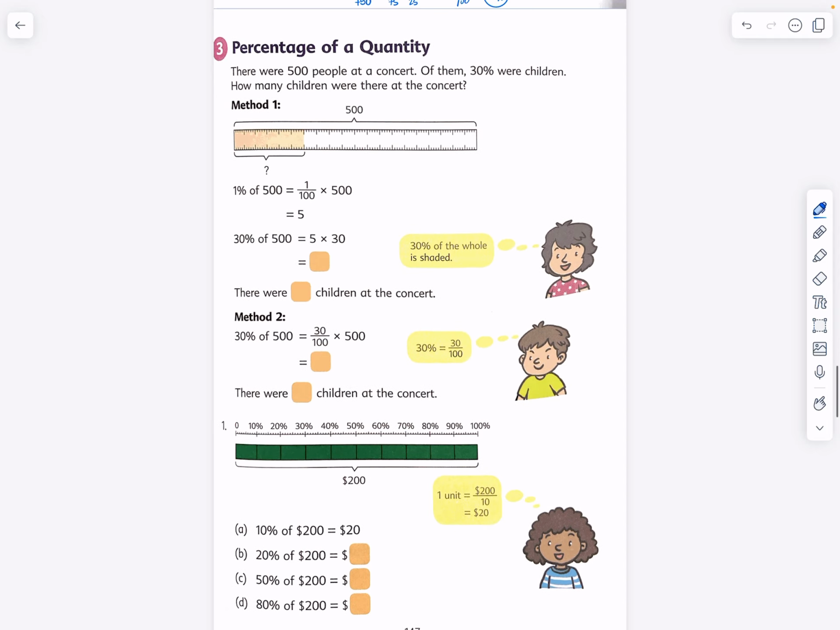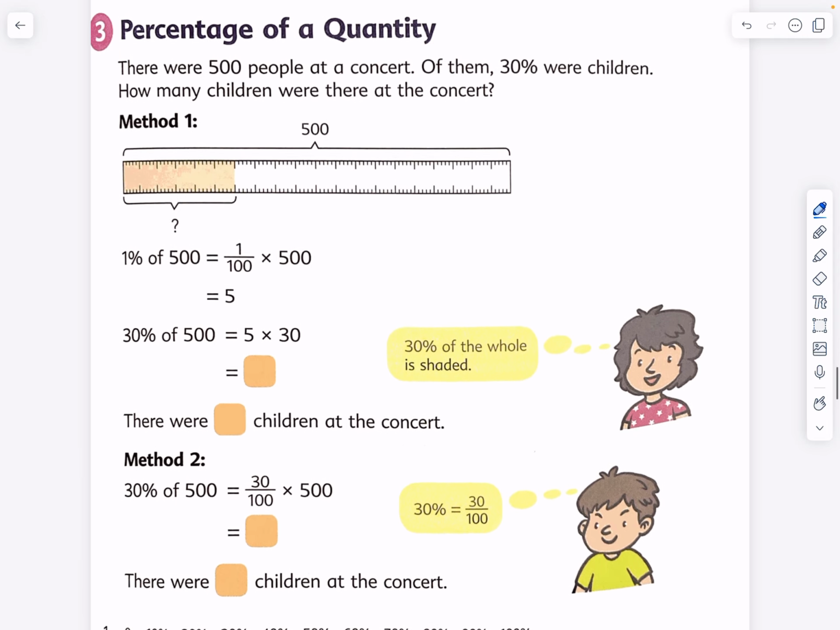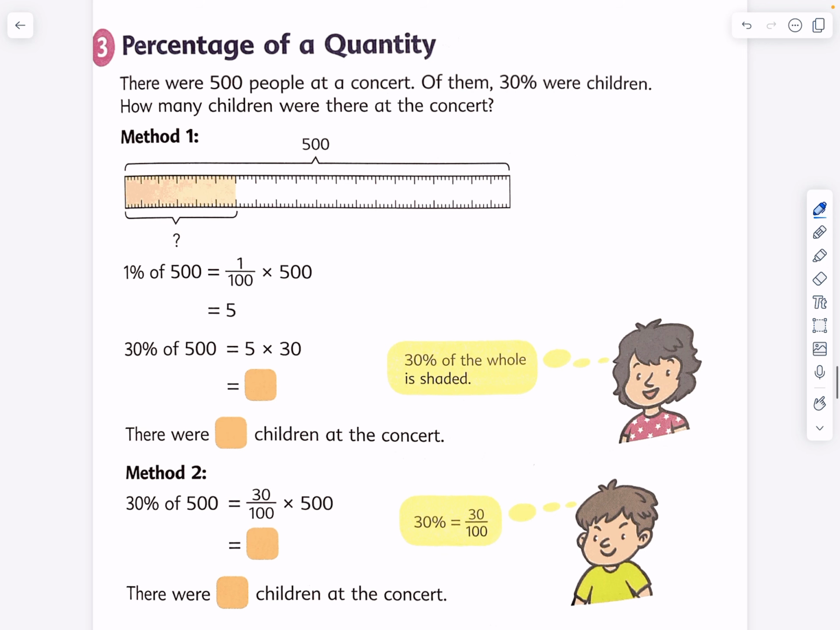There were 500 people at a concert. We are starting on page 147. There were 500 people at a concert. Of them, 30% were children. How many children were there at the concert?